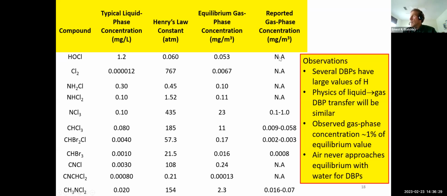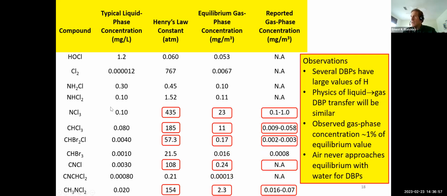Next, if you compare the reported gas phase concentrations in this last column with the equilibrium concentrations that are over here, what we observe is that the reported values, or these observed concentrations, are typically very small relative to equilibrium. That turns out to be important in the modeling because we never get close to an equilibrium condition. In fact, with many of these chemicals, like trichloramine or cyanogen chloride, if we ever did get close to an equilibrium condition, it would be deadly in terms of air quality. So it's good that we never get close to that.